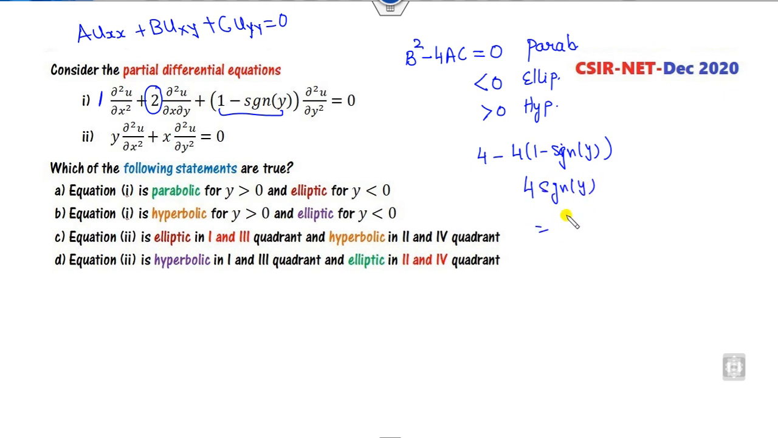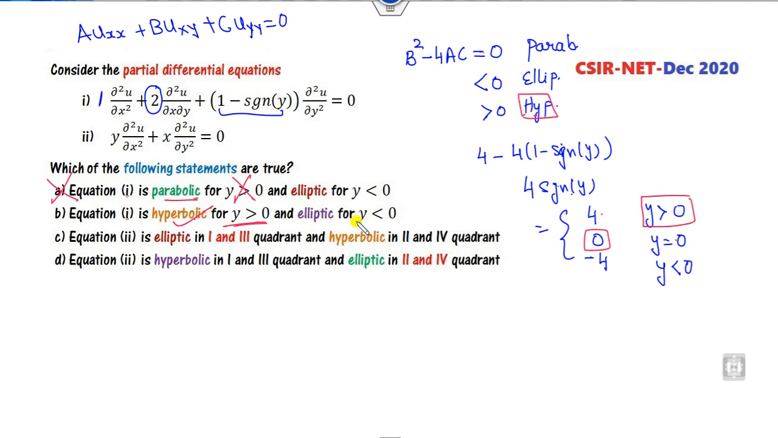What is the meaning of this? It means whenever y is greater than 0, it is positive. Whenever y is equal to 0, it's 0. Whenever y is less than 0, it's negative, so it's minus 4. Now we can check the options. Parabolic means equality, so parabolic when y is equal to 0; the first option is cancelled out. Hyperbolic when y is greater than 0, it is a positive sign, so when it's positive, it's hyperbolic. This option is correct. Elliptical when y is less than 0, it's negative, so this option is also correct.